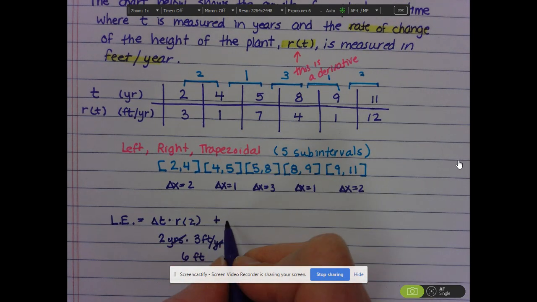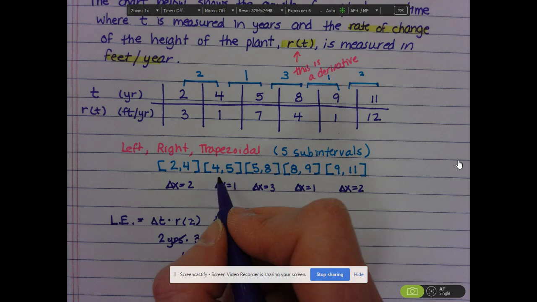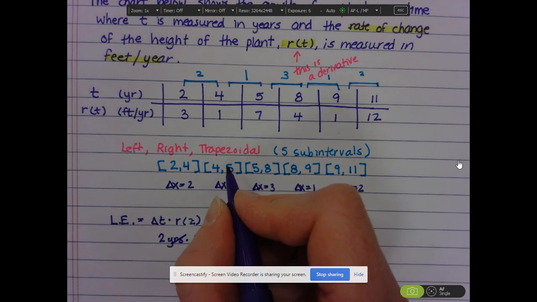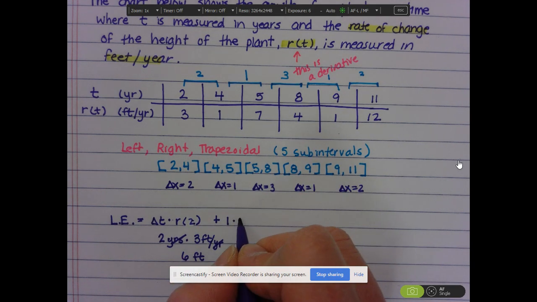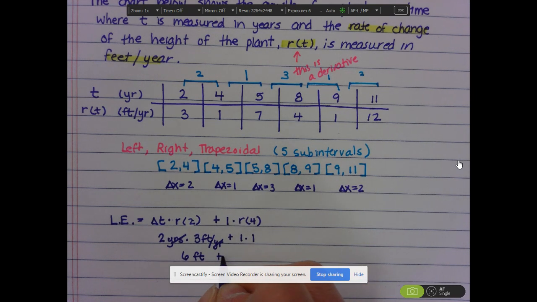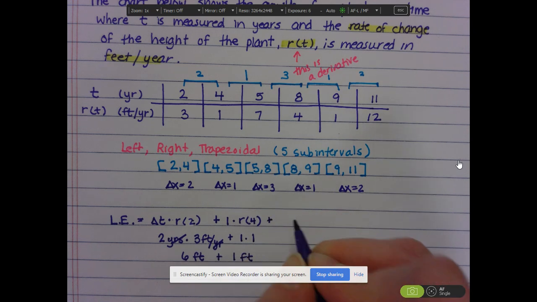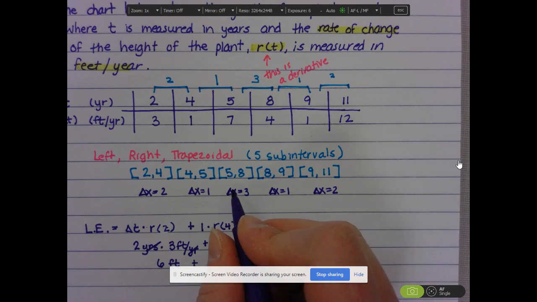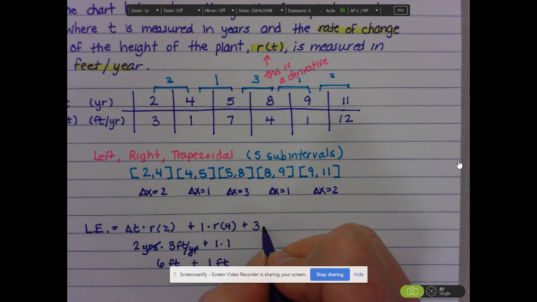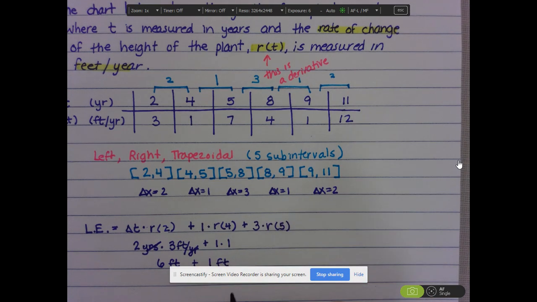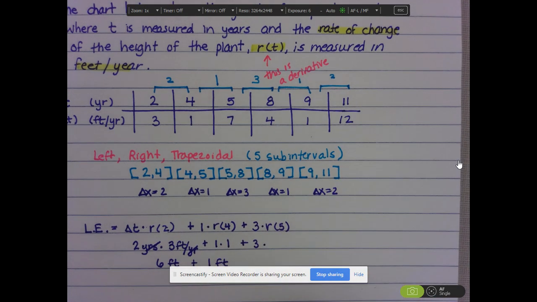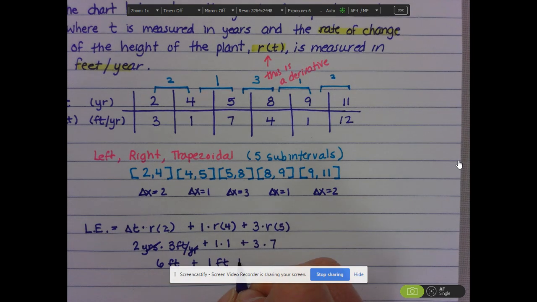So now we're going to find our change in our next interval. That was 1 times, this time, r of 4. So that gets me 1 times 1, 1 foot. Next interval, that's got a width of 3. Now I want r of 5. So that gets me 3 times 7. That's 21 feet.